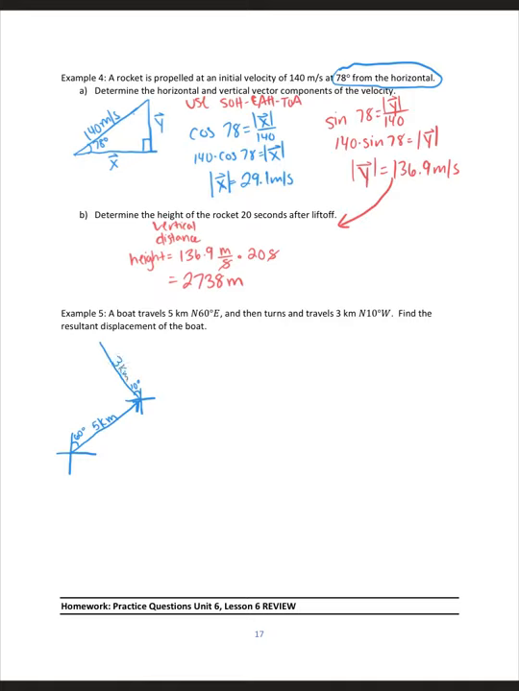Okay, so it says find the resultant displacement of the boat. So we went one way, and then from the start of one vector to the end of the other vector, that's going to be our resultant. So some information we can determine here. Remember that this 60 degrees here is an opposite angle with this angle here, right? Those are opposite angles, so those are equal. So we're going to have 60 degrees here as well.